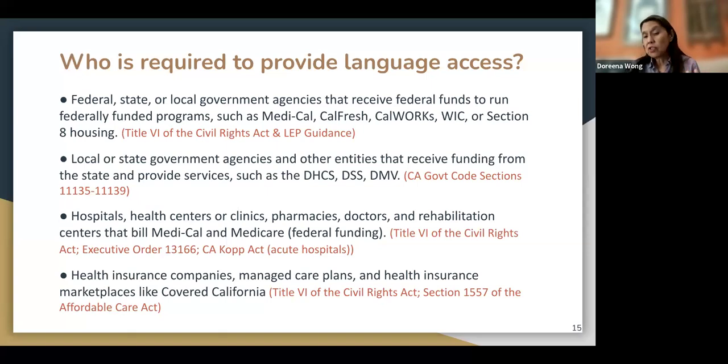Now, some of these laws also apply to healthcare facilities and healthcare providers like hospitals, health centers, or clinics, pharmacies, doctors' offices, or rehab centers, anyone that is under the Medi-Cal and Medicare program and bills for those services. And then finally, there are also requirements for entities that provide health coverage, such as health insurance companies, managed care plans, and health insurance marketplaces, like in California, Covered California. Next slide, please.